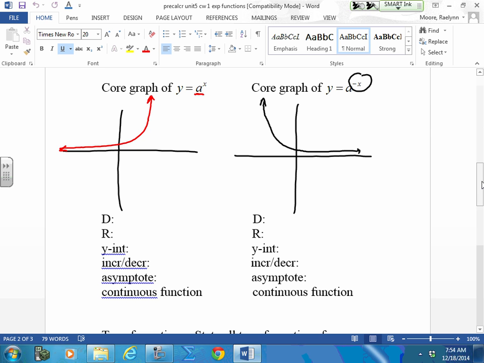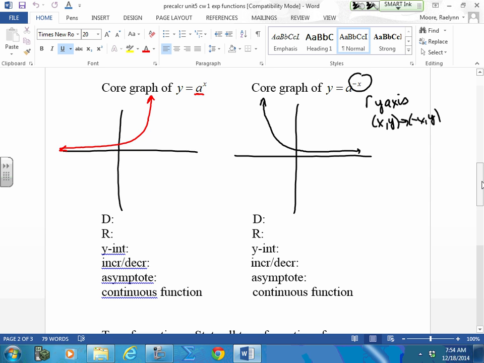If the x negates, it goes from positives to negatives. It goes across the y-axis. This is a reflection in your y-axis. Your (x, y) goes to your (negative x, y). These are your transformations, right? If it's next to the y, then the y goes from positives to negatives. You have a reflection in the x-axis.